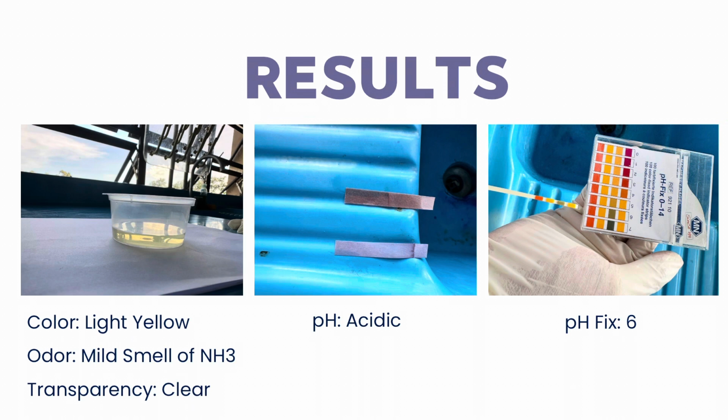Result of the physical examination of urine using one sample. For the color, it's light yellow. Odor is mild smell of ammonia. Transparency is clear. pH using litmus paper is acidic, and using pH fix is 6.